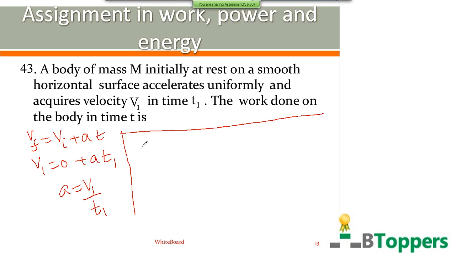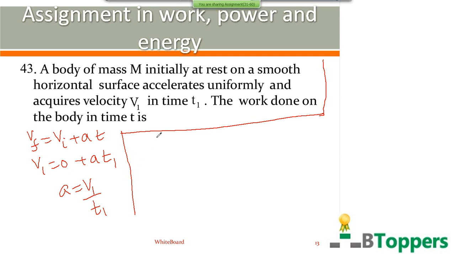and the initial velocity is 0, we can write acceleration a = v1/t1. The work done on the body can be taken as equal to the work done by the resultant force. The body is moving on a smooth horizontal surface, so no work is done by the gravitational force on the body, and no work is done by the normal reaction force by the surface. Therefore, the work done on the body is the same as the work done by the force applied on the body by the external agent, that is, the work done by the resultant force.